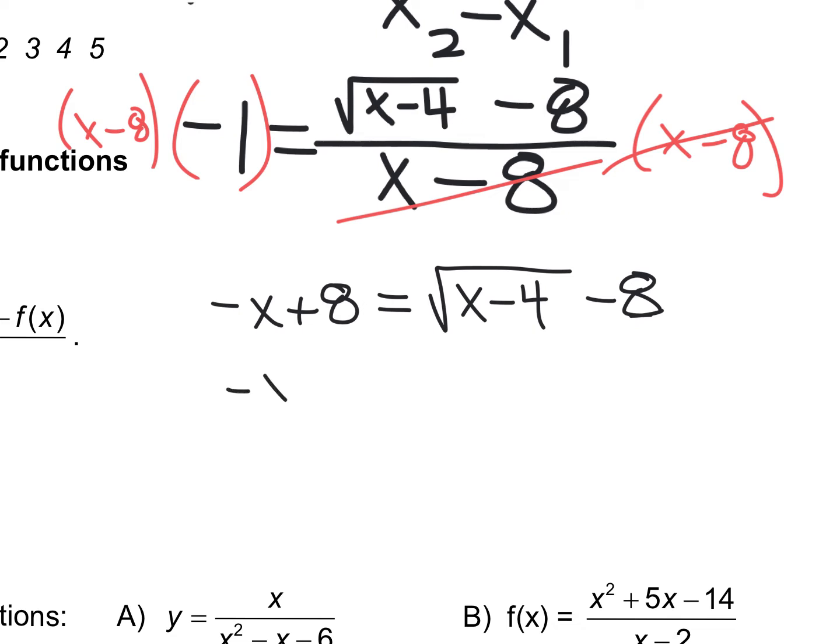Let's see what happens. So I have negative x. I have to add over the 8 from the right-hand side. So 8 plus 8 gives you 16. And then you have this root x minus 4. And I do not like that root, so I'm going to square it. I need to square this over here.